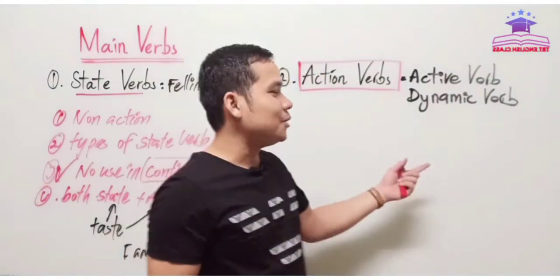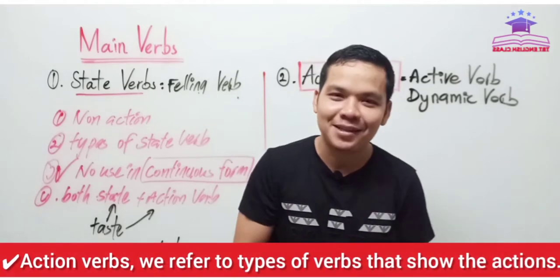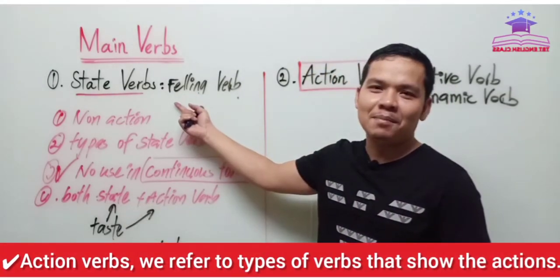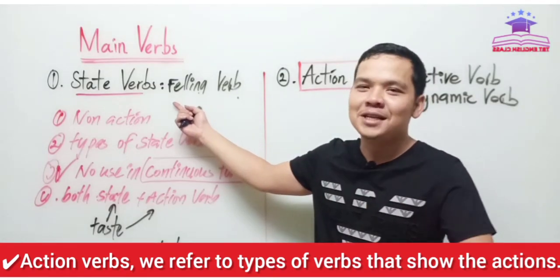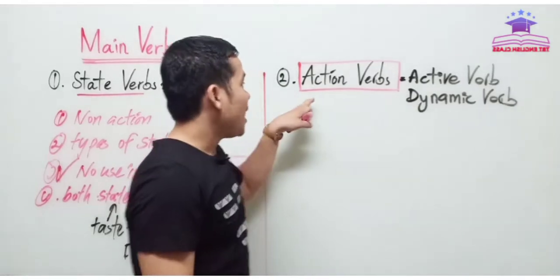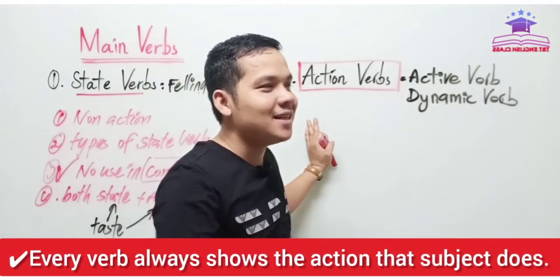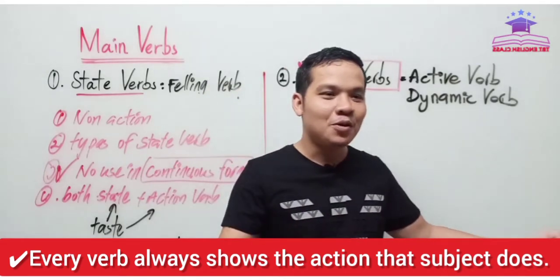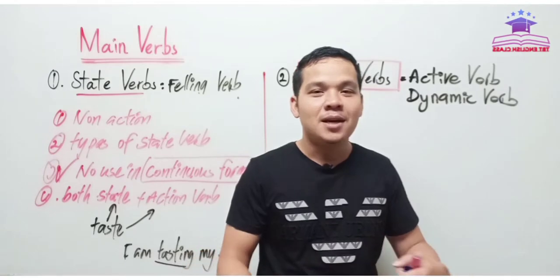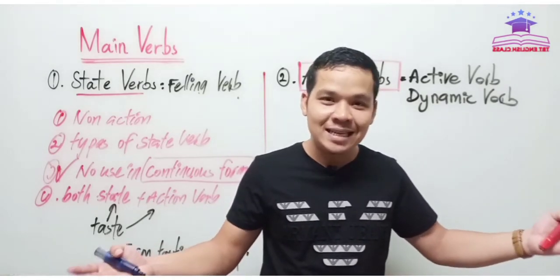Action verb or active verb or dynamic verb, we refer to the type of verb that shows the action. Opposite to this, the last lesson let you see about feeling verb. We don't see the action there, but here, let us see the action verb. Action verb means every verb always shows the action, that we can see the action when the subject does. We can see the action like appearance, performance or activity, some activities that the subject is doing.